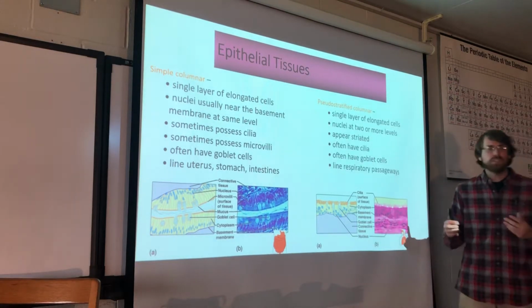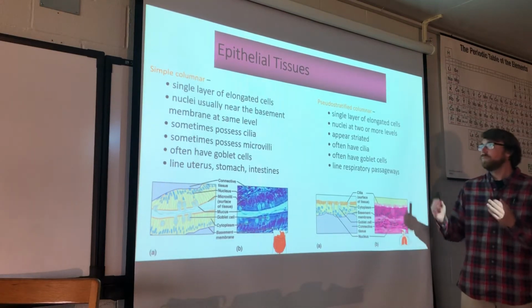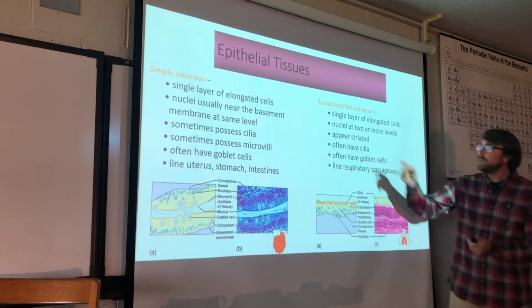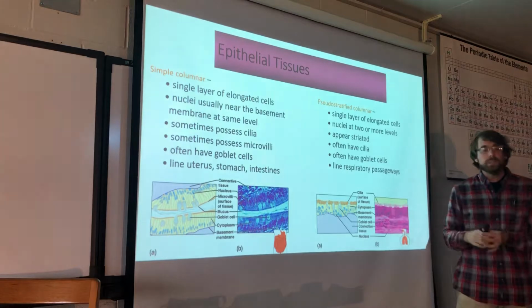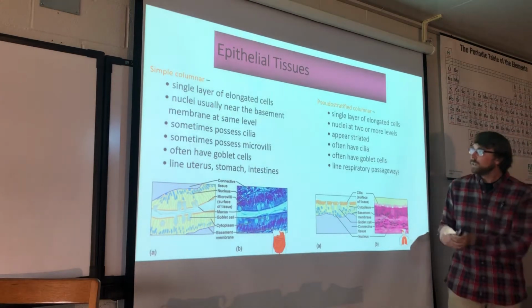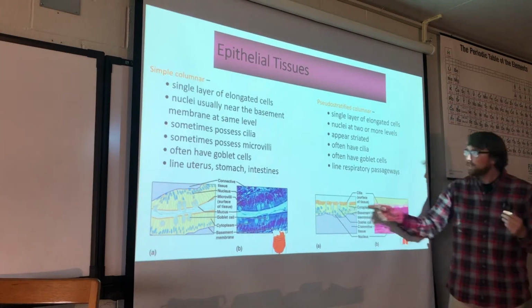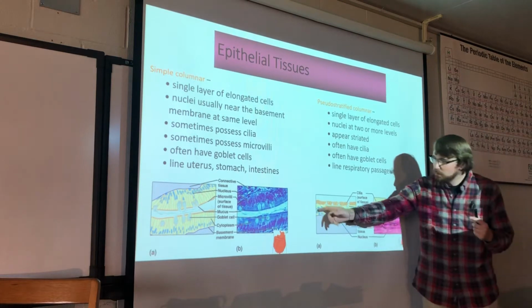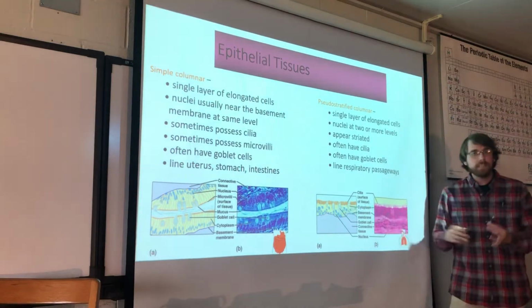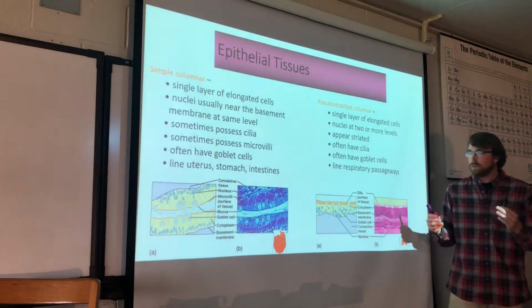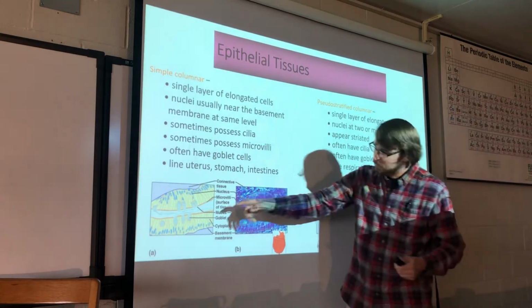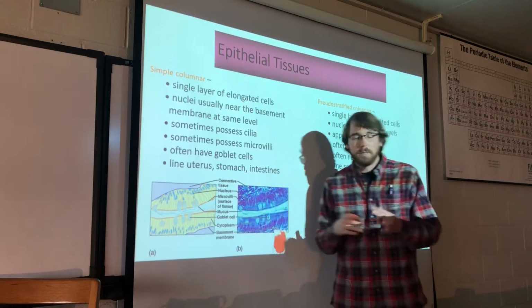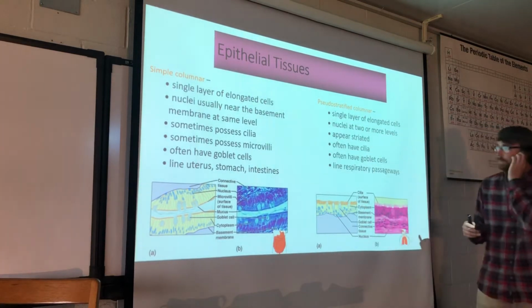A tissue that's somewhat similar to this is pseudostratified columnar epithelium. Pseudo, of course, means fake or false. So this is still a single layer of columnar cells. However, due to the location of the nuclei, it appears to be stratified as opposed to the simple columnar, where all of the nuclei are pretty much in line with each other.